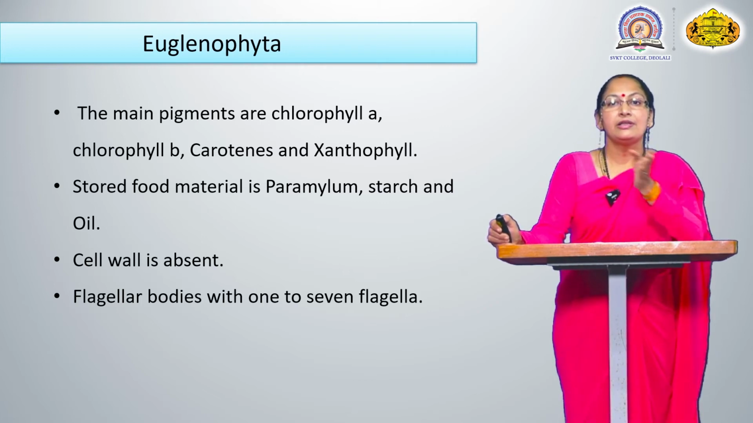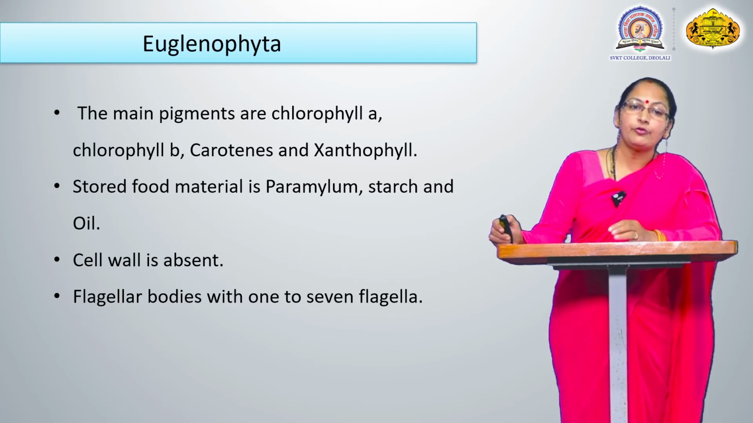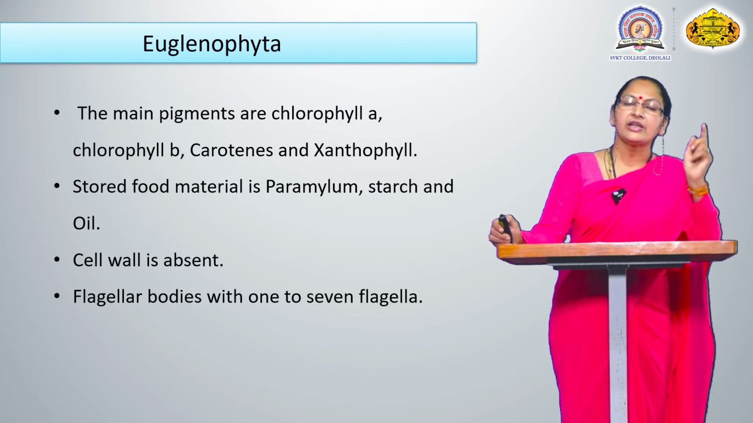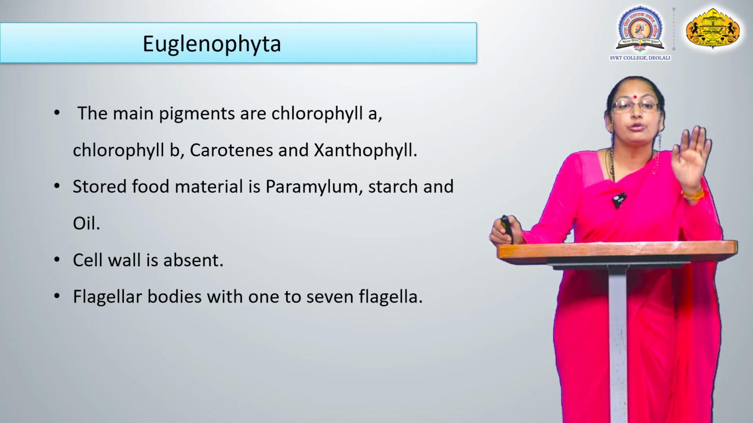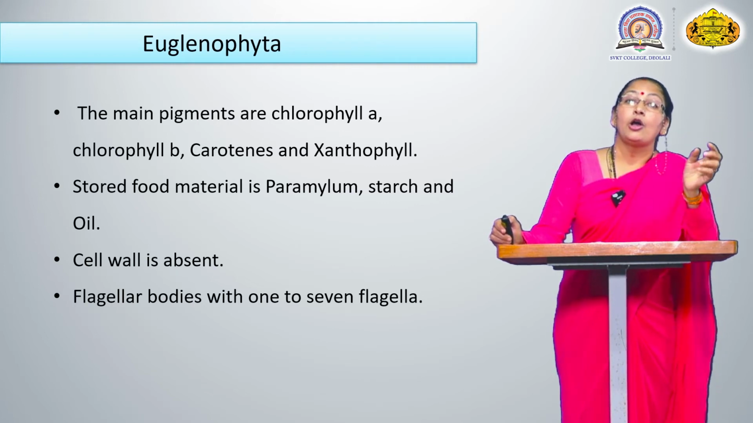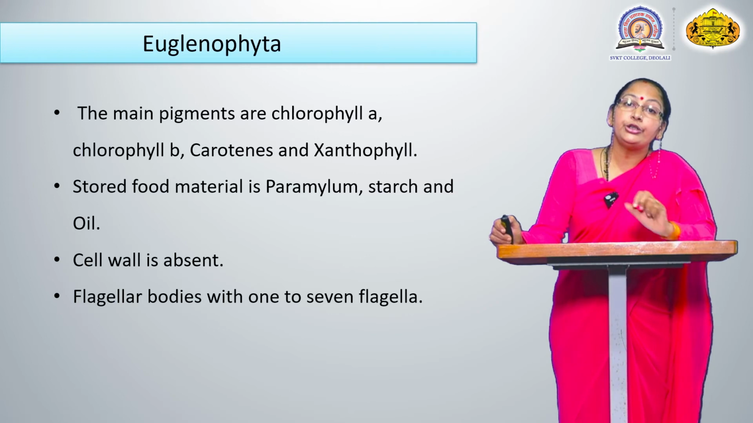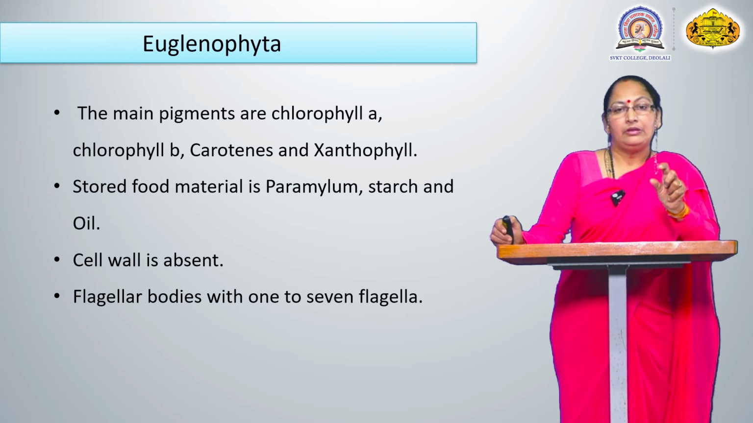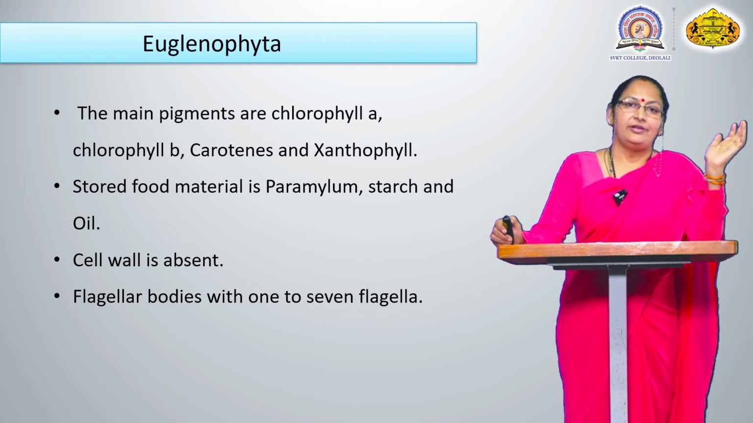First one is the Euglenophyta, and see one more in the next slide. In this slide is the Euglenophyta. The main pigments of Euglenophyta are chlorophyll A, chlorophyll B, carotenes. Carotenes and xanthophyll pigments are present in Euglenophyta, but the stored food material is very different. First one is the paramylon. Starch and oil are present. Oil is one more different characteristic of the Euglenophyta. Oil reserve food material is stored in Euglenophyta. Okay, clear? Then the cell wall is totally absent.